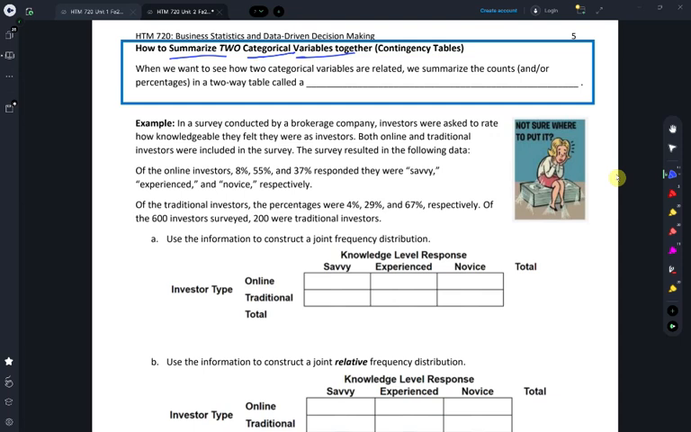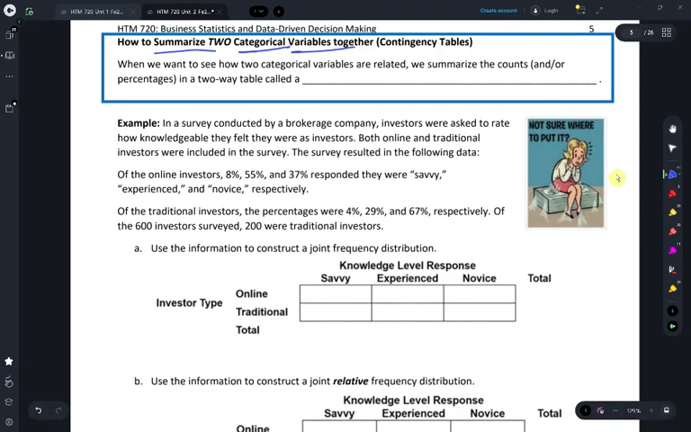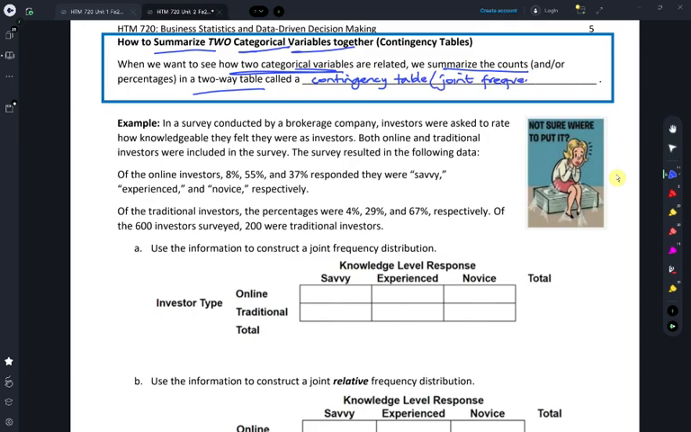when our goal is to analyze them together. How should we go about it? You see, when our goal is to summarize data on two categorical variables, we summarize the counts in a two-way table called a contingency table. A contingency table is also otherwise called a joint frequency distribution table.